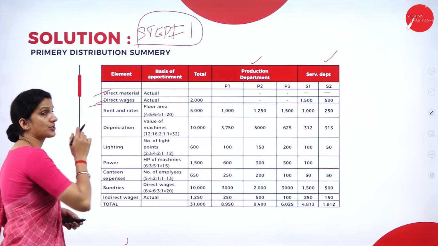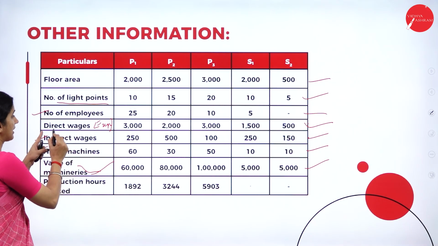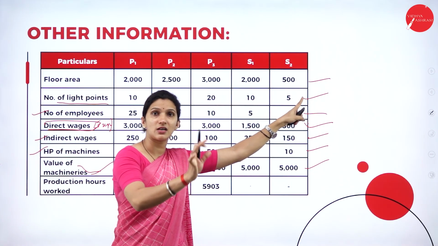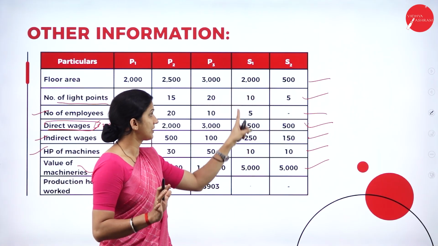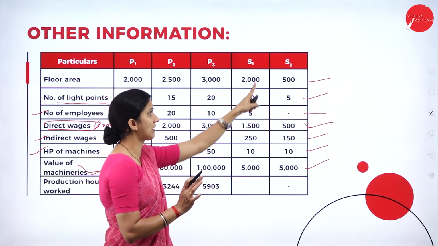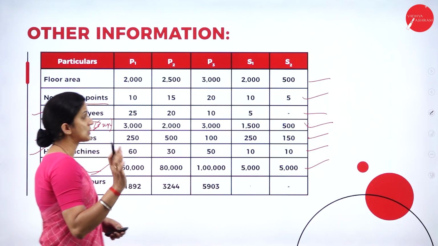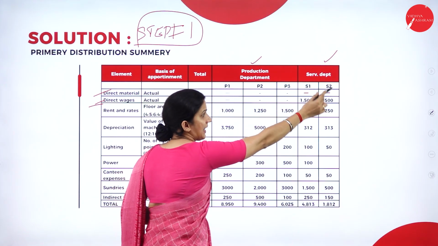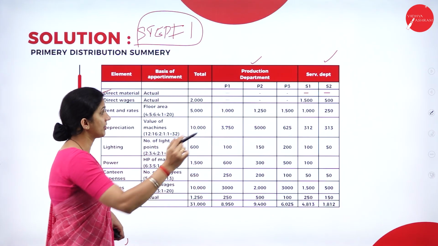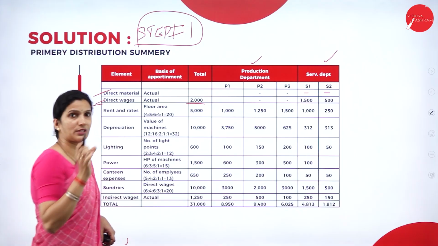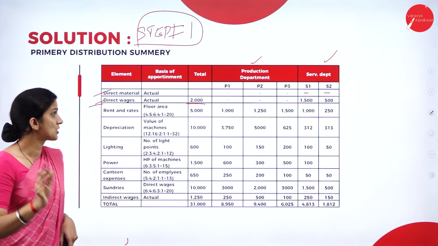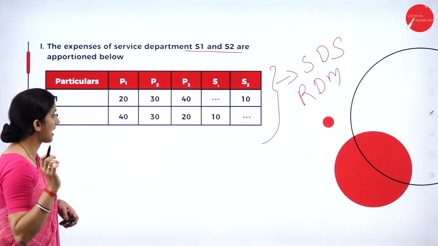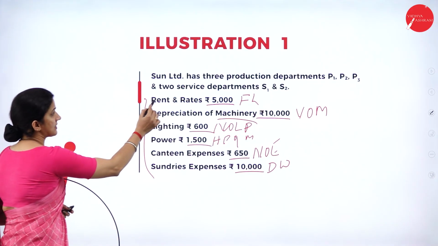Then we have the direct wages. See here, we have direct wages of service departments. Only service departments we need to take. So S1 is 1500, S2 is 500. That actual amount, S1 1500, S2 500, we will take as it is. So the total comes to 2000. So that is the first step. Once we write direct material and direct wages, it is done. Then we'll start allocating these expenses.